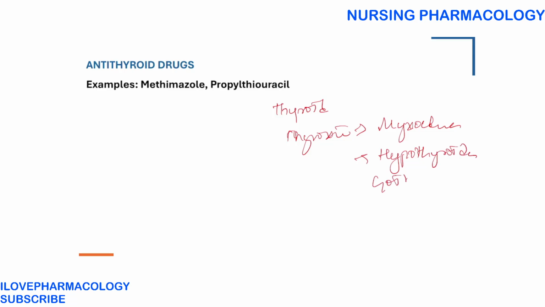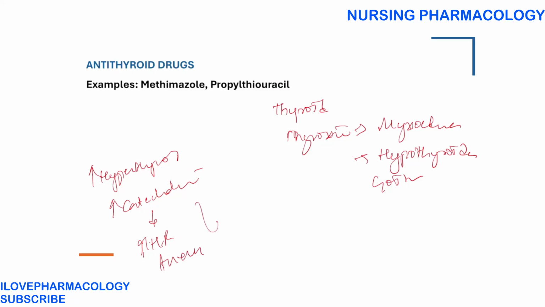Hypothyroidism, goiter. And one more thing you should remember, in case of hyperthyroidism, what will happen? There is an increase in the catecholamine sensitivity. So thereby what will happen is there is an increase in the heart rate, there is an increased risk of high BP, there is anxiety, etc. To treat this anxiety and to counteract the catecholamine, you need to give propranolol.